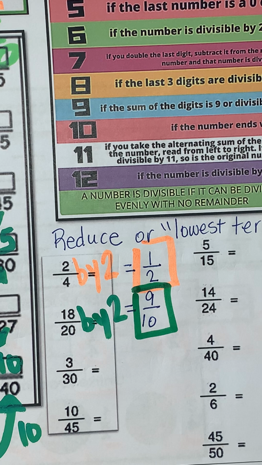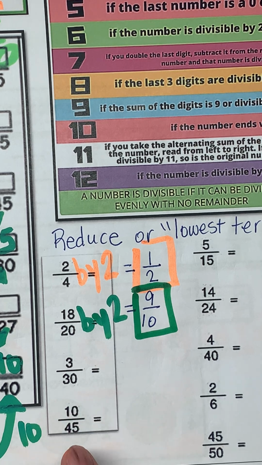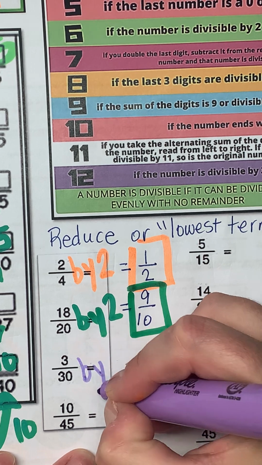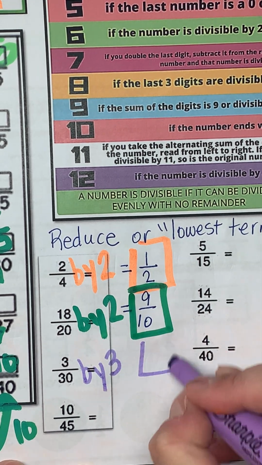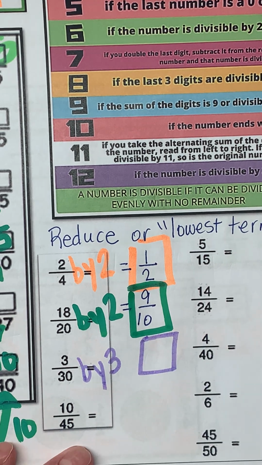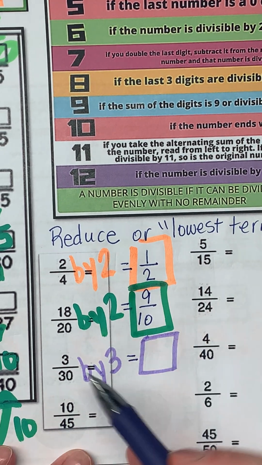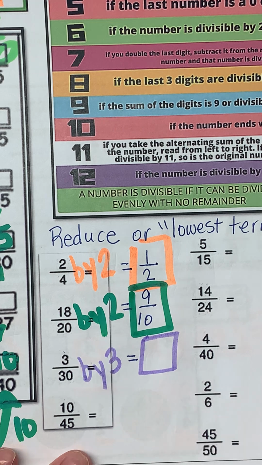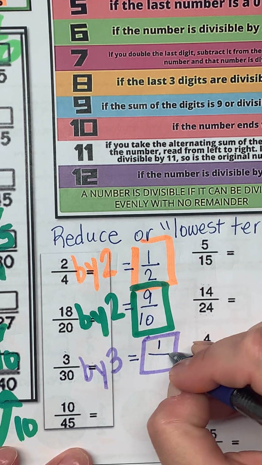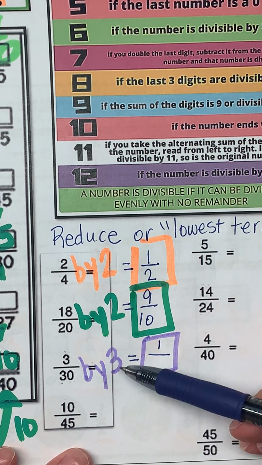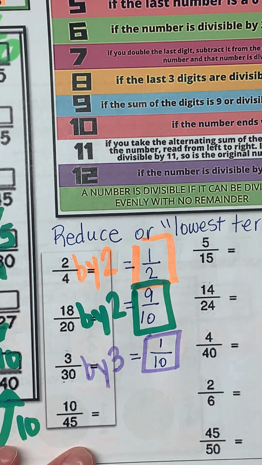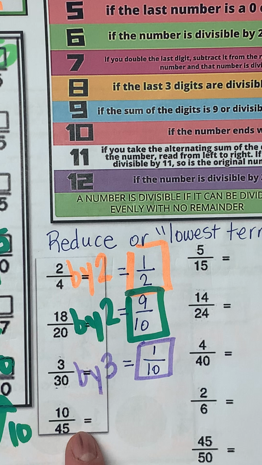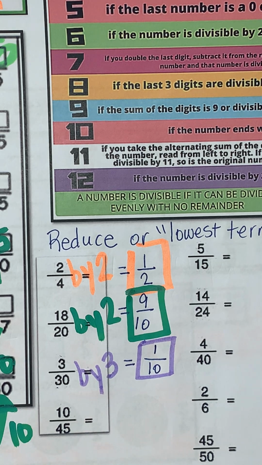Okay, let's look at this next one. 3 over 30. What can you divide by, do you think? Probably a 3, because there's 3s in both. Okay, so let's see what we equal. On the top, 3 divided by 3 is 1 over, on the bottom, 30 divided by 3 is 10. Woohoo! Okay, keep going.